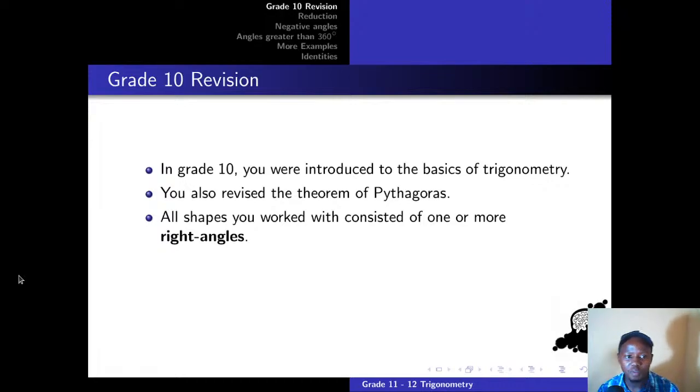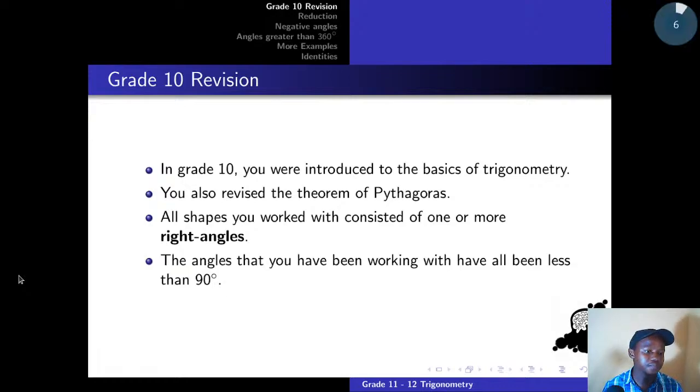As we've mentioned before, all the triangles that you've worked with consisted of right-angled triangles. Say, for example, you're given a pentagon and asked to solve for one of the sides. You would then have to break down the pentagon into right-angled triangles, use the trigonometric identities or the trigonometric ratios, which we shall get into shortly, to find the missing side or the missing angle, or use the theorem of Pythagoras if you're given no angles, but only two sides.